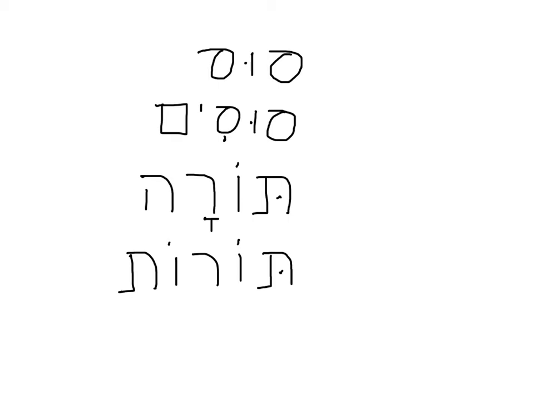Sus, susim, Torah, Torot. To get in the rhythm of the masculine singular, masculine plural, feminine singular, feminine plural. Now, of course, the article works the same way with singular, plural, masculine, feminine. So that if we wanted to say the horses, ha susim, or the laws, ha torot.